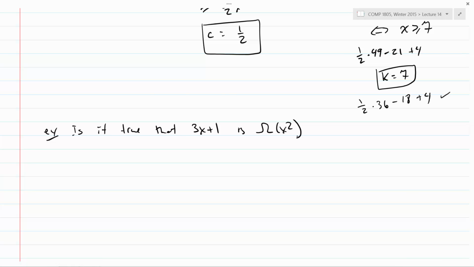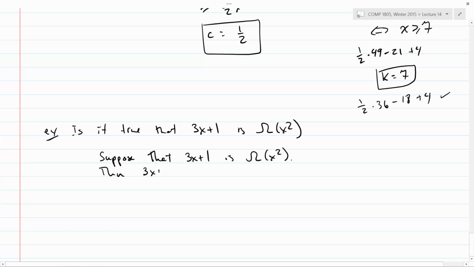So the way we show that is exactly the same as we did for showing something's not big O. We do it by contradiction. So suppose that 3x plus 1 is omega of x squared. Then that means that 3x plus 1 is greater than or equal to cx squared for some constant c. And now what you do is you go ahead and divide through by x squared. So if you divide by x squared, what do you get?